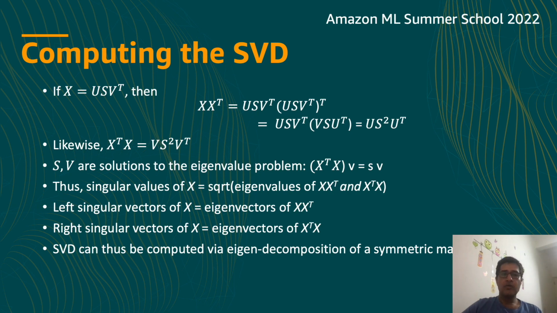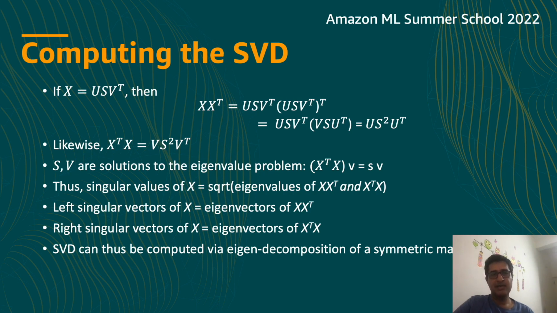Coming on to how you compute the SVD. The SVD computation, if you try to do it on the basis of the original definition itself, can get a little convoluted. But if you realize the structure, for a given matrix X, X times X transpose turns out to be U times S squared and U transpose. Similarly, X transpose times X becomes V S squared times V transpose.